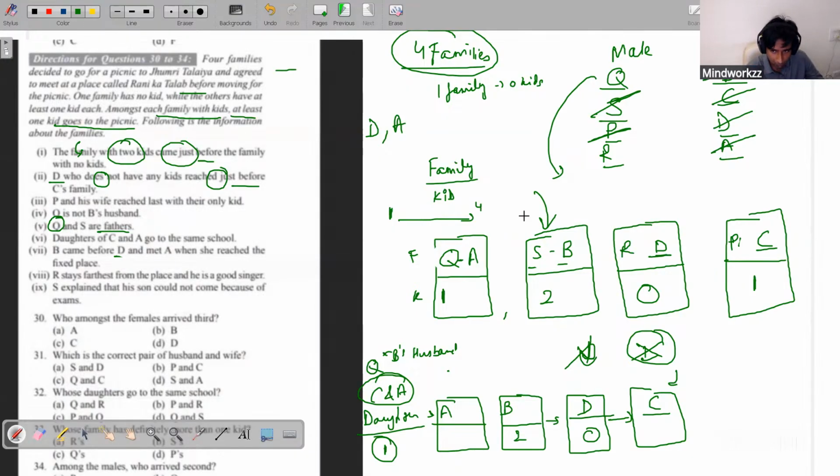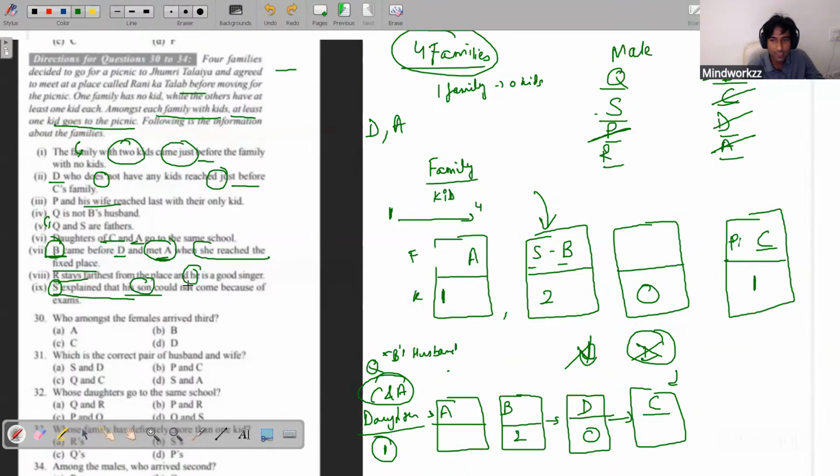One more way through which you can solve this. Okay, I'll just quickly show you that, because some people might say, how can you be certain that S is B's husband if S explained that his son could not come up because of exams? That could also mean that S has 3 kids or 4 kids. How do I fixate that he has 2 kids? Okay, so please try to understand.